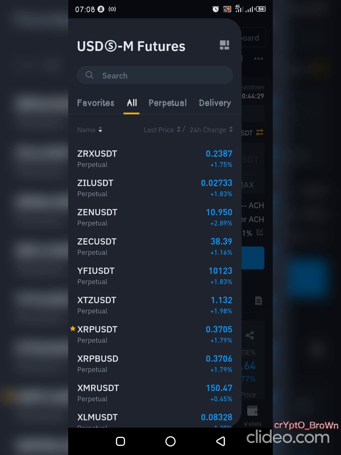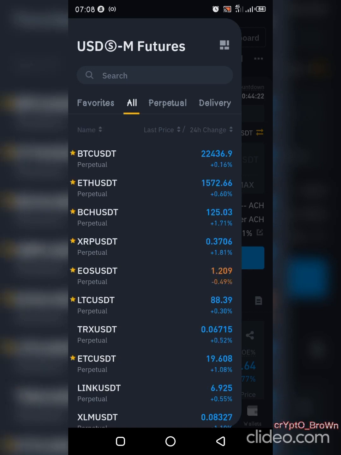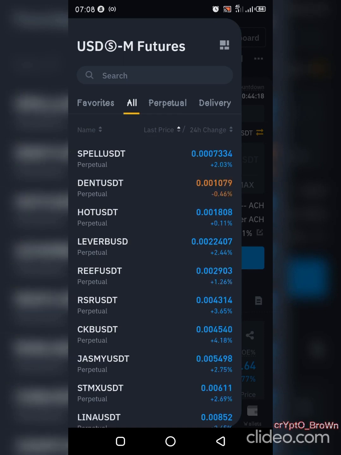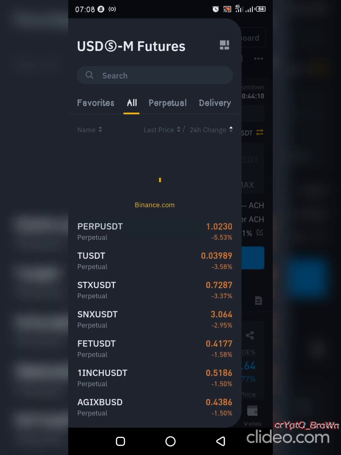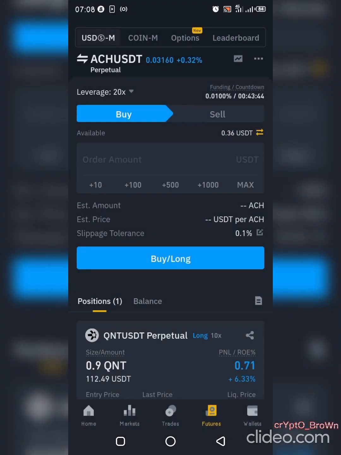Now, at the All tab, you can choose to list the assets by name, from Z to the numbers, or from numbers to Z. You can use the last price of each asset to list them, or you can use the 24-hour change in volume to list them. So that's it for the pairs over here. Let's go back to our interface.